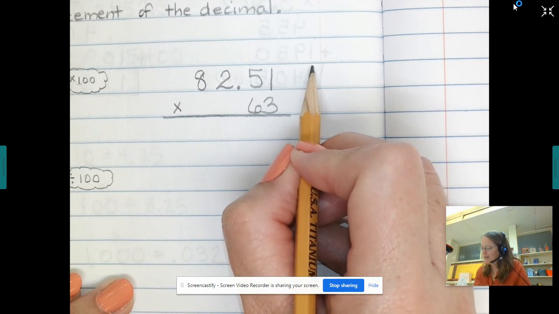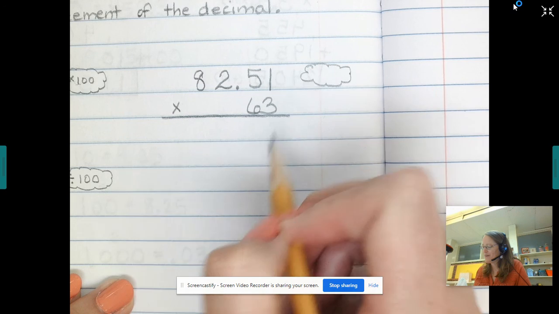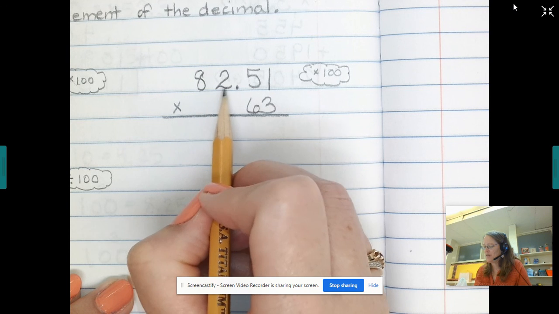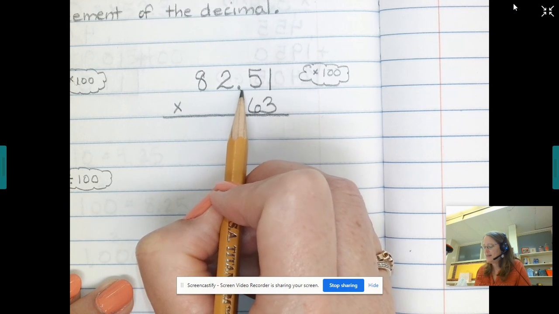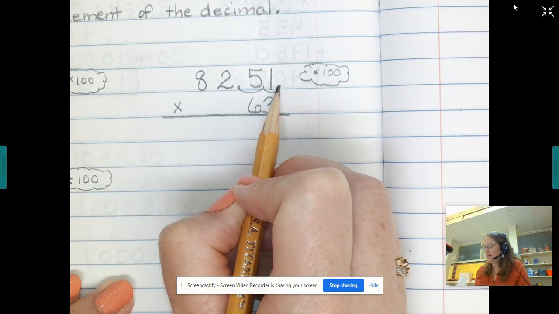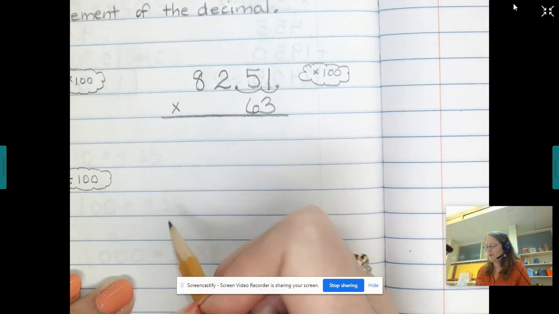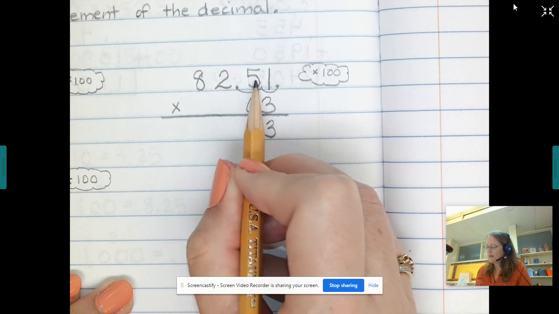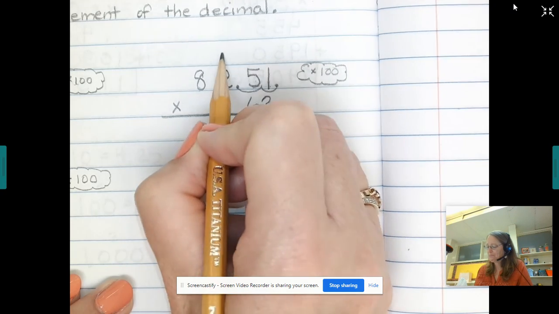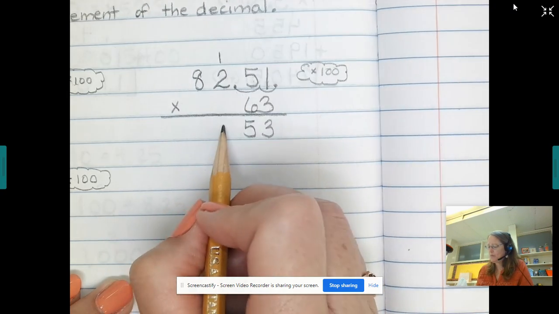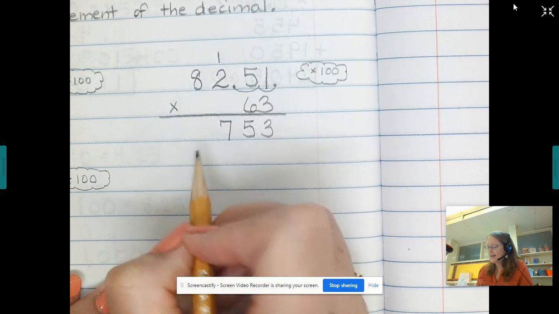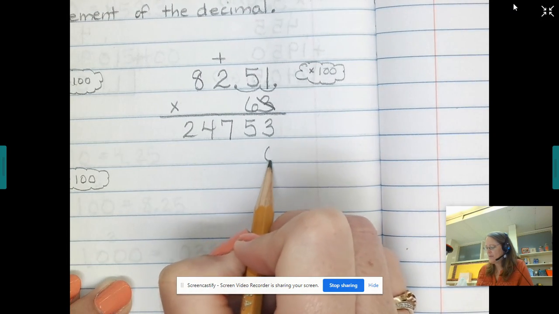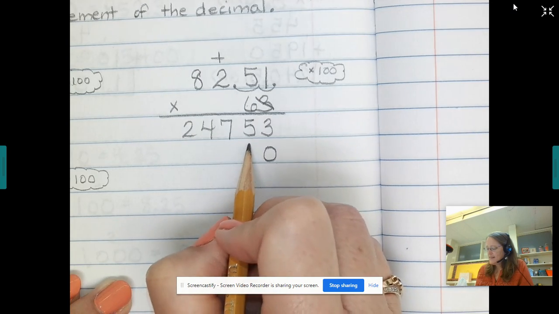Okay, so what did you put in your thinking bubble here? You're multiplying by 100 because I want to turn 82 and 51/100 into a whole number, 8,251. Now I multiply. 3 times 1 is 3. 3 times 5 is 15. 3 times 2 is 6, and 1 more makes 7. 3 times 8 is 24. Zip, zap, and 0.